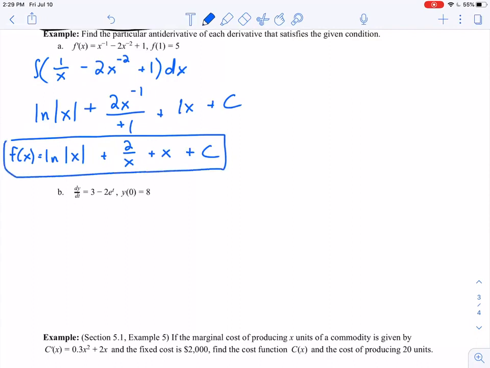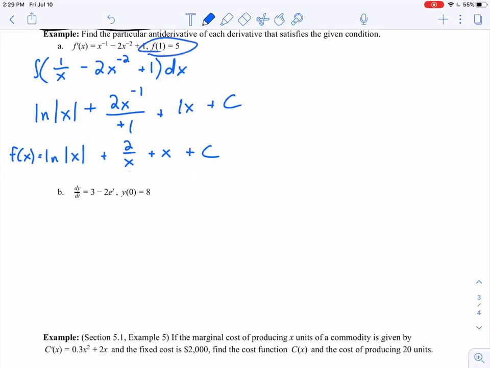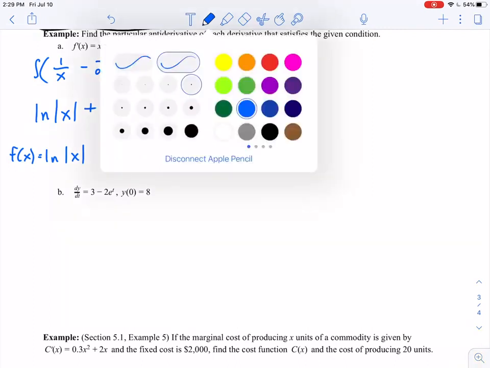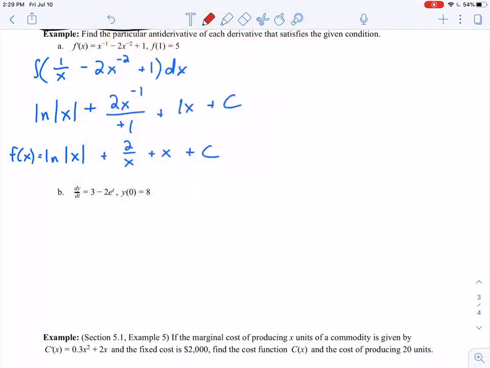And normally I'd say, well, there's my answer, let's move on. But now I have this other point. They tell me f of 1 is equal to 5, which gives me a way to solve for c. So I'm going to, off to the side over here, say, well, what does f of 1 really mean? This says I'm taking 1 and plugging it in for x. So I'm going to take 1 and plug it into x in this equation right here.